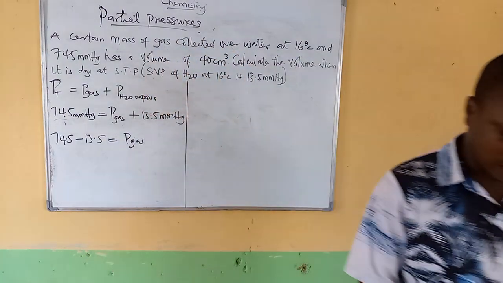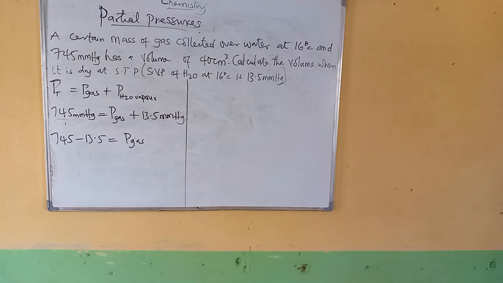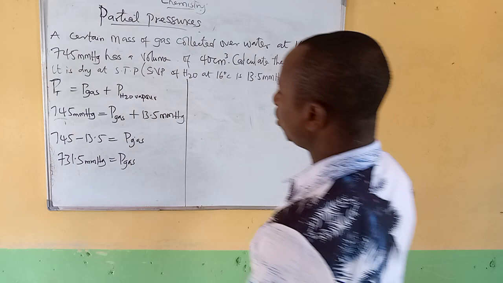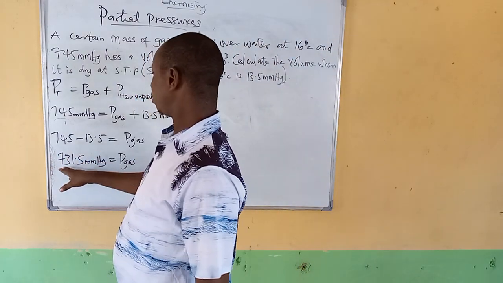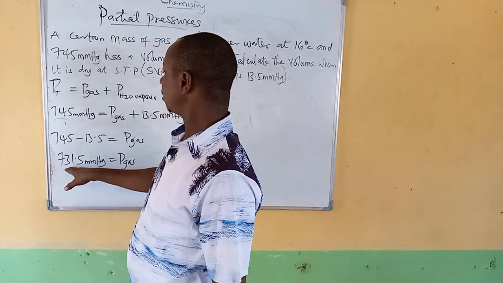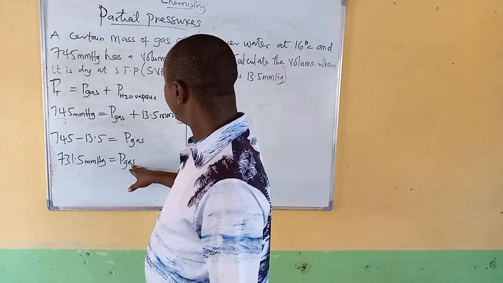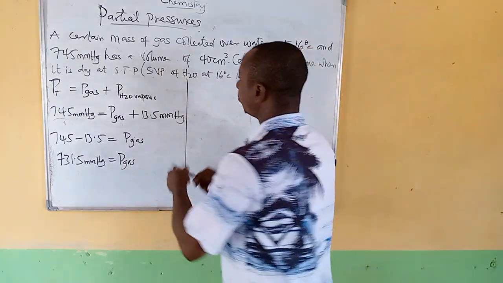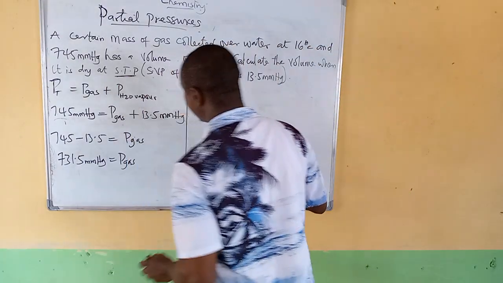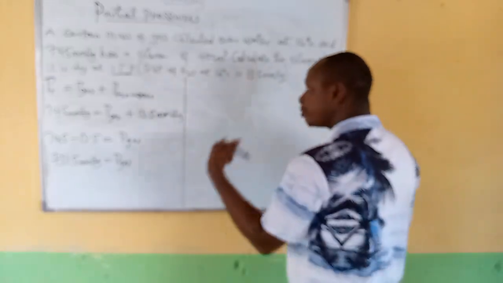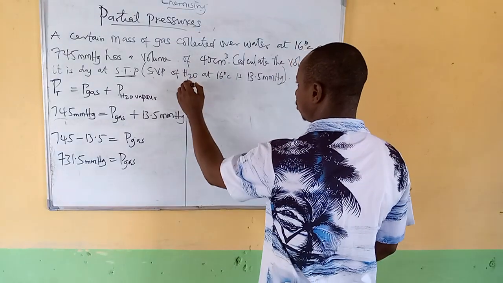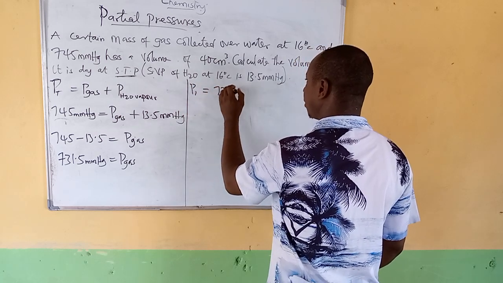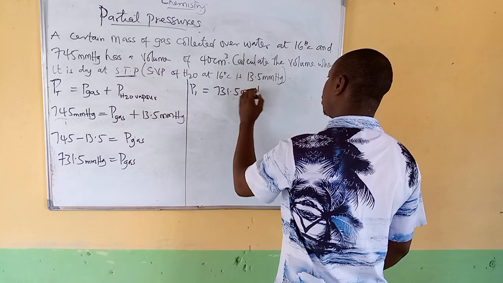So calculator will help us now to get it. 745 minus 13.5 gives us 731.5 millimeter mercury. That is the P gas. Now let us come and see the parameters that are given. But don't forget STP is in the question. It then means that let us bring the parameters given from this question. That means that P1 is what? 731.5 millimeter mercury, which we have calculated.